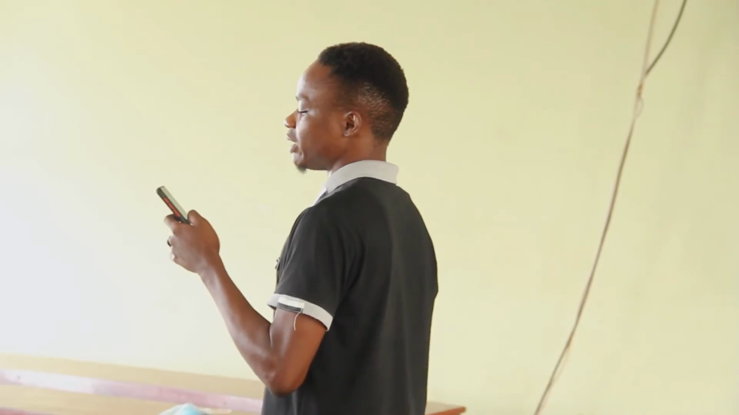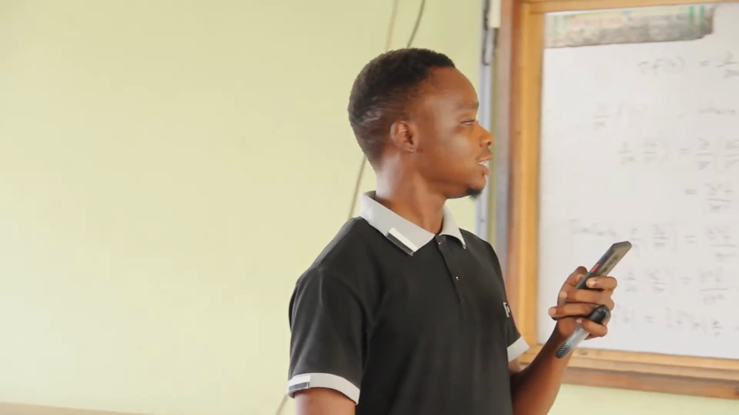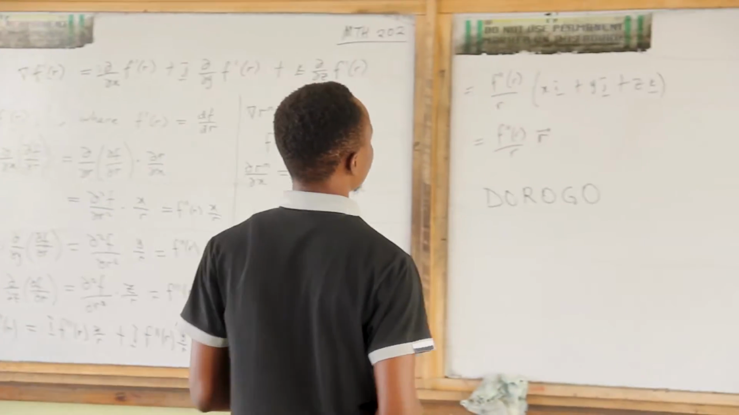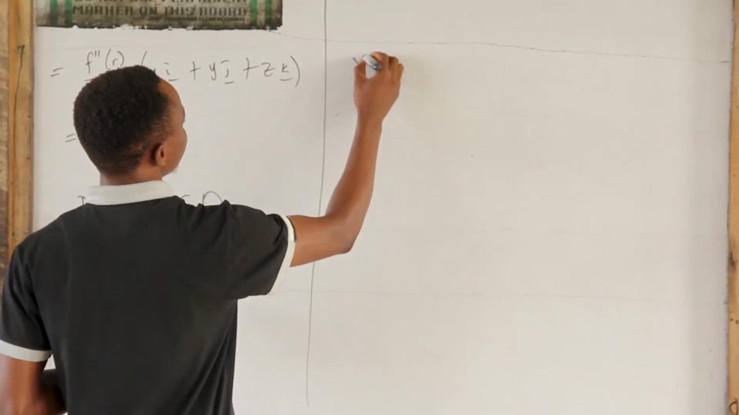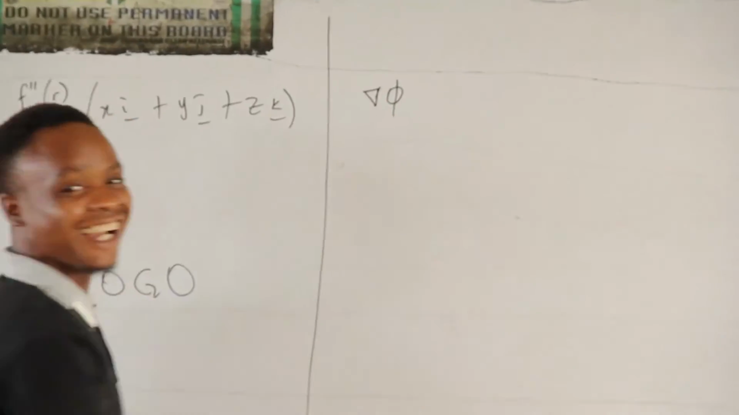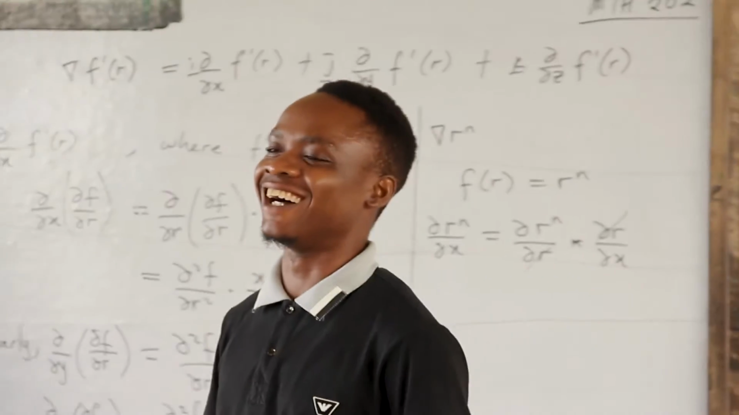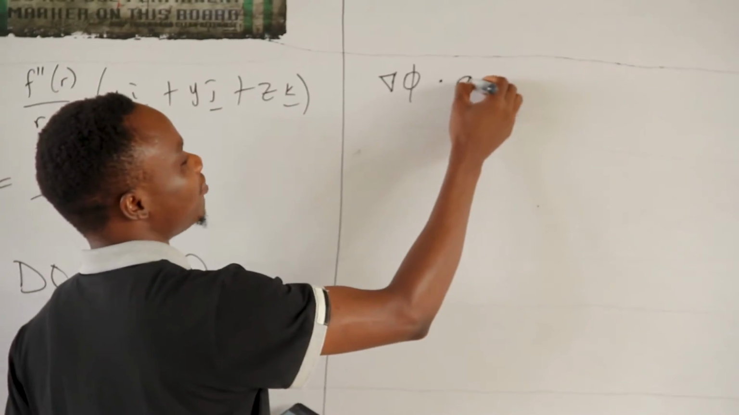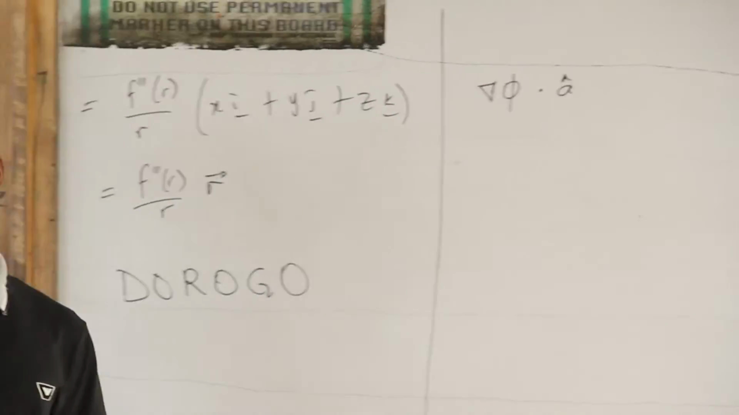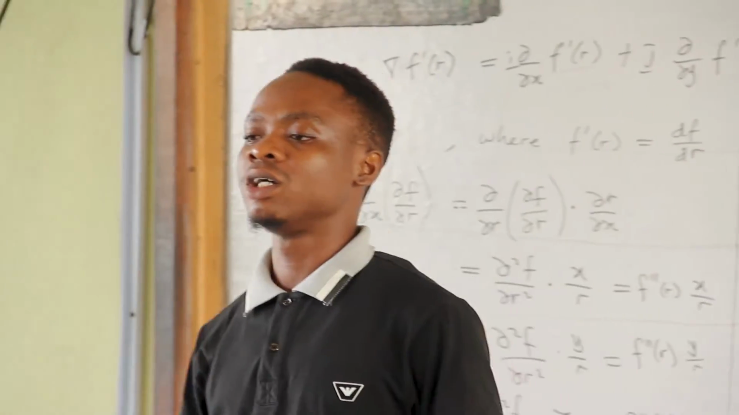Number 26. The directional derivative of the function phi equals xyz at the point 1, root 2, 1 in the direction of the vector i plus k. So how do you get the directional derivative? That's going to be del phi dot unit vector A. Can you remember this? That's going to give you the directional derivative. And then you substitute that particular point in the del phi.